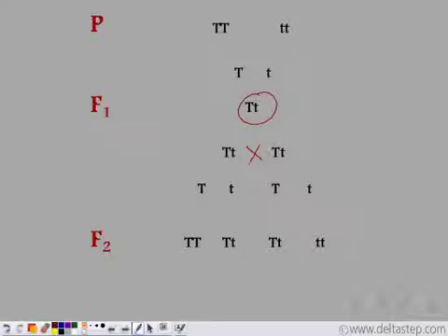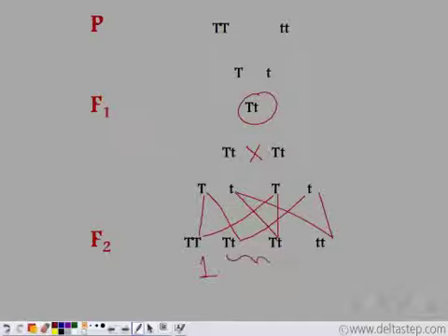Now capital T can combine with capital T to form capital T, capital T. Capital T can combine with small t to form capital T, small t. Again, small t can combine with capital T to form capital T, small t. And finally, small t and small t can combine to form small t, small t. So there are three types of genotype, in the ratio of 1:2:1.